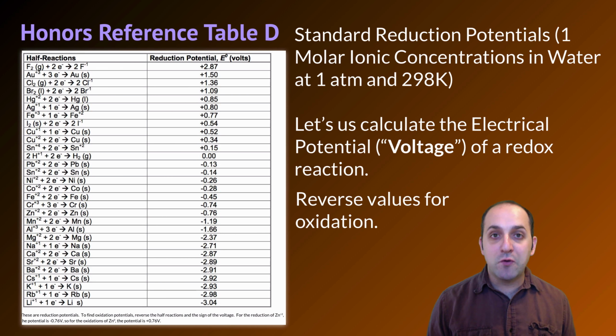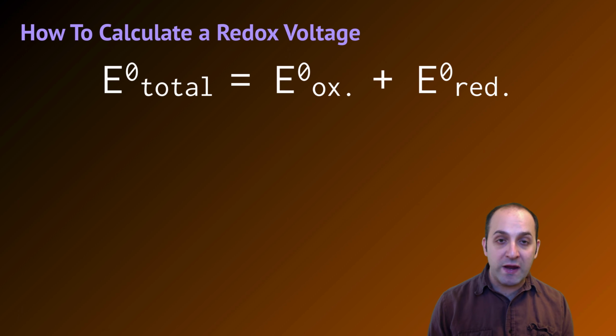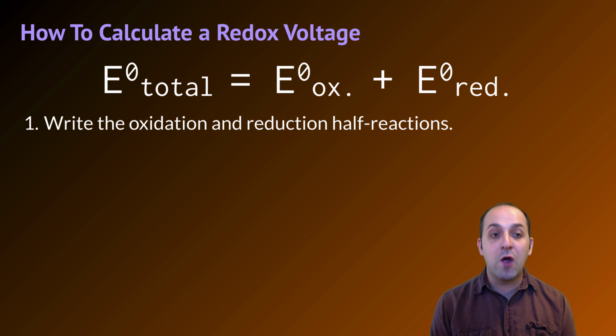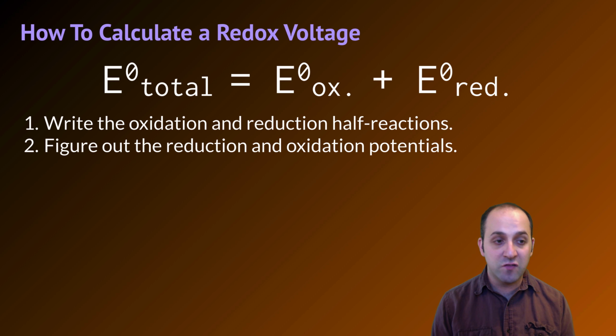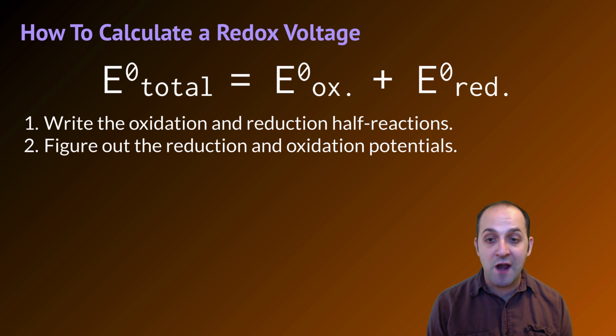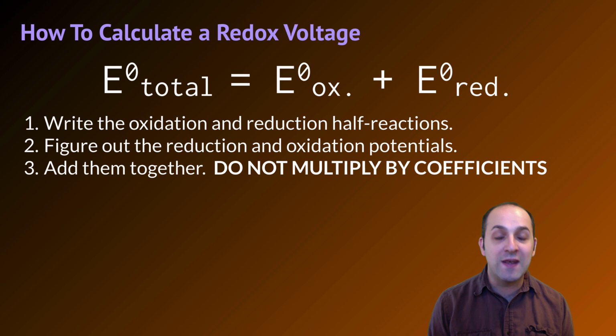Using honors reference table D, we can actually calculate a redox voltage. The total voltage is equal to the voltage of the oxidation plus the voltage of the reduction. To do this, you're going to write the oxidation and reduction half reactions. You're then going to figure out the reduction and oxidation potentials, and then you're going to add them together.